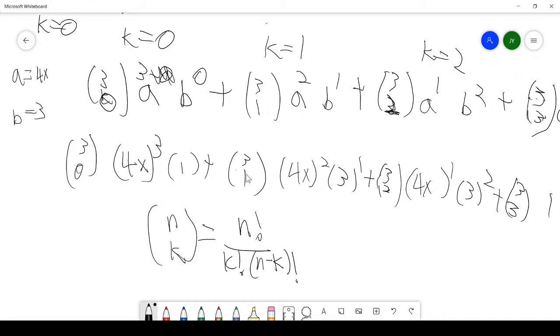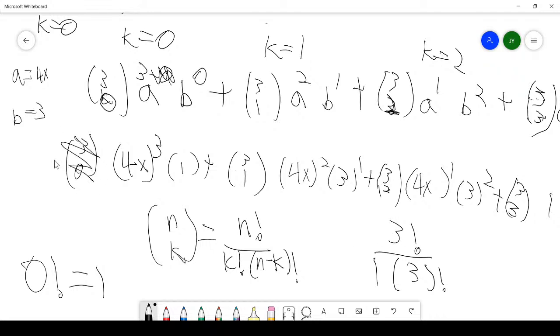since n is always constant, n is always 3, so for here, it's 3 factorial over 0 factorial is 1. Remember that. 0 factorial is 1. If you don't remember this, always remember this. 1 times 3 minus 0, which is equal to 3 factorial. So 3 factorial over 3 factorial is 6 divided by 6. So this is equal to 1.